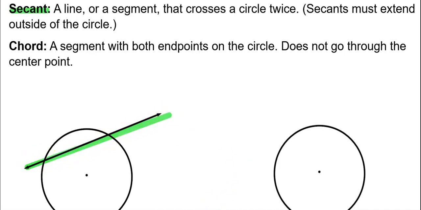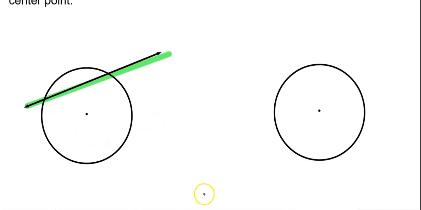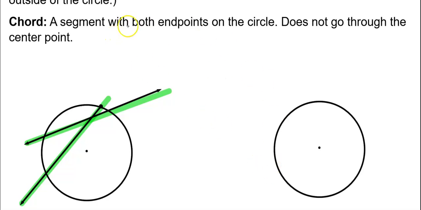I could also do a secant like this. I could call a secant with one endpoint. I could even do one endpoint on the circle and extend it like that. There's another secant. Okay? Now the chord, the part that stays completely inside the circle, is called a chord.